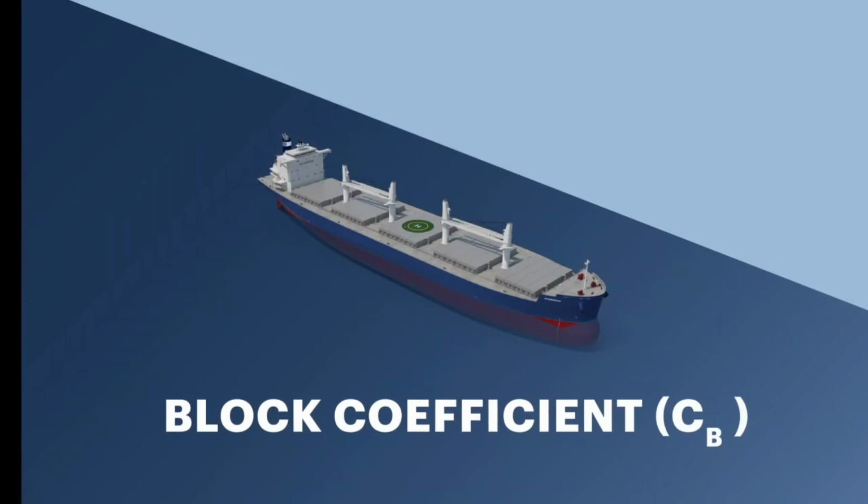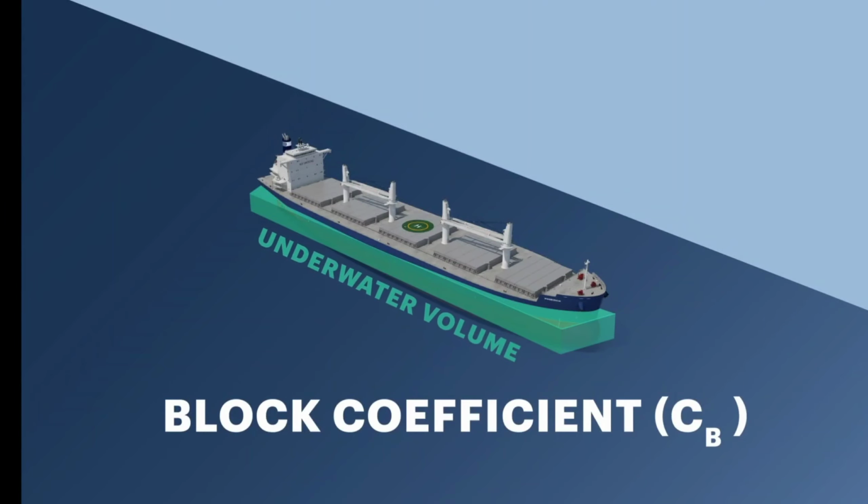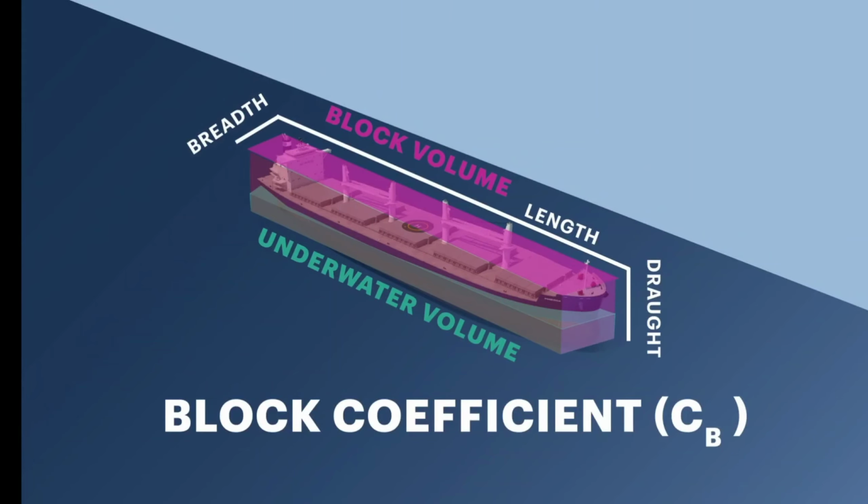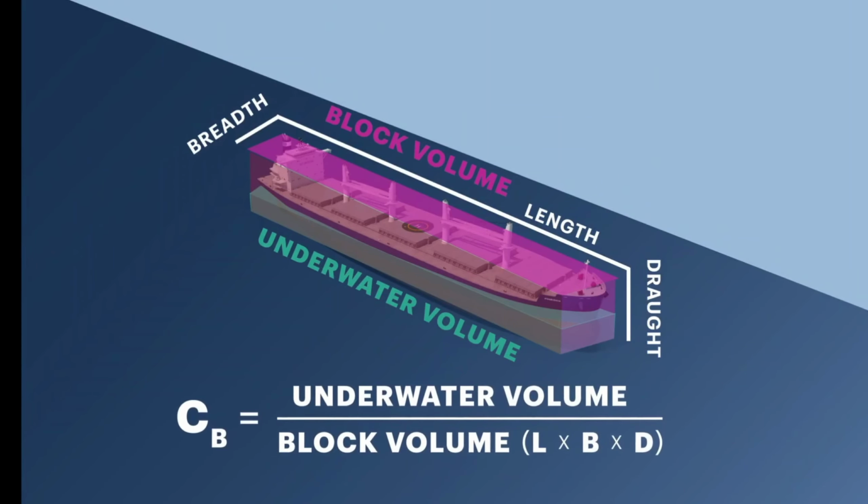The block coefficient is considered as the ratio of the underwater volume of a ship to the volume of a rectangular block, the dimensions of which are the length between perpendiculars, the mean draft, and the extreme breadth. The relationship is expressed as a decimal figure. The block coefficient can be calculated by the following formula. Block coefficient equals the underwater volume divided by the block volume. The block volume equals the length multiplied by the breadth multiplied by the draft.